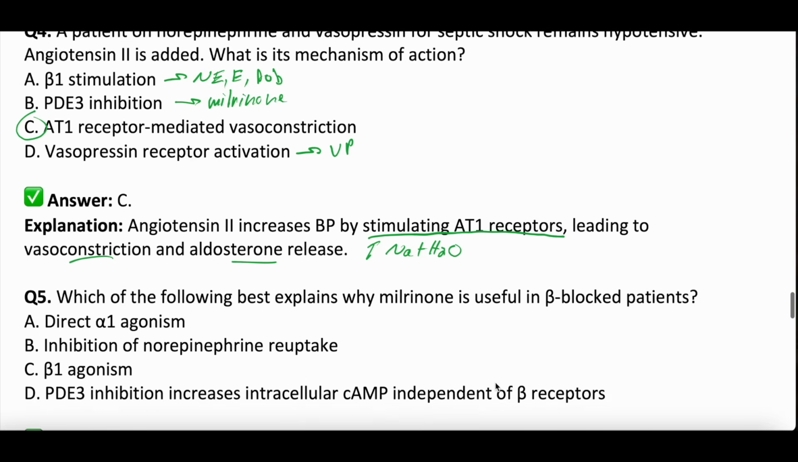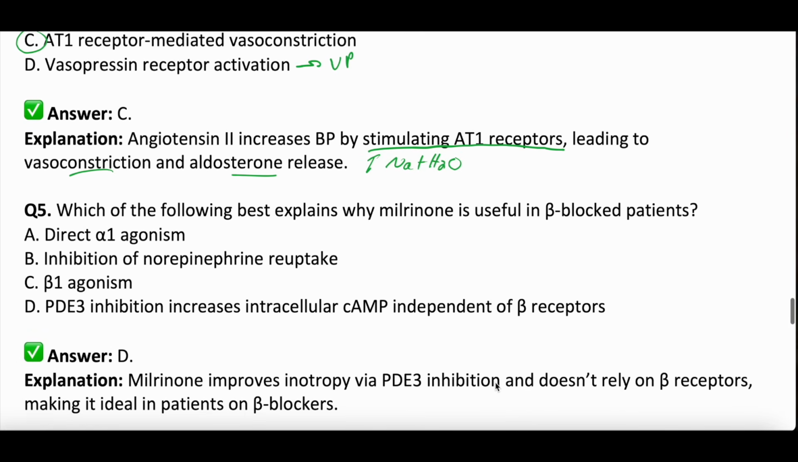The answer is D. Milrinone improves inotropy via the PDE3 inhibition pathway, and it doesn't rely on beta receptors, making it ideal for patients on beta blockers, right? So option D is the correct answer. PDE3 inhibition increases cAMP independent of beta receptors.